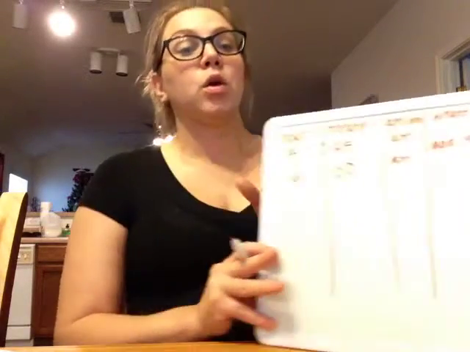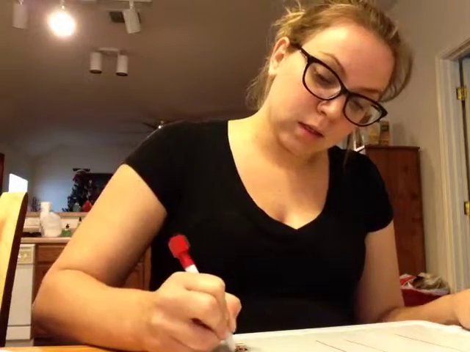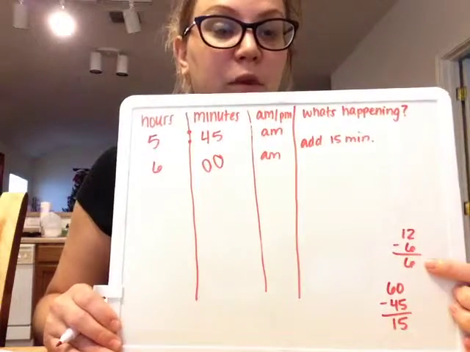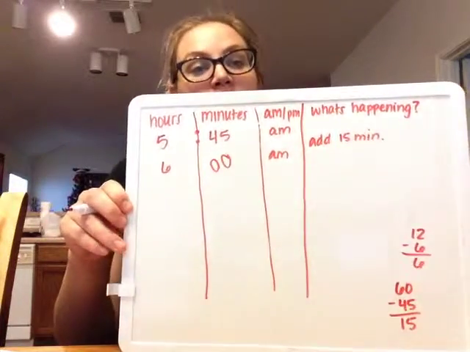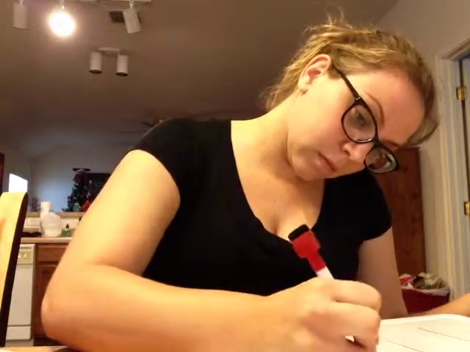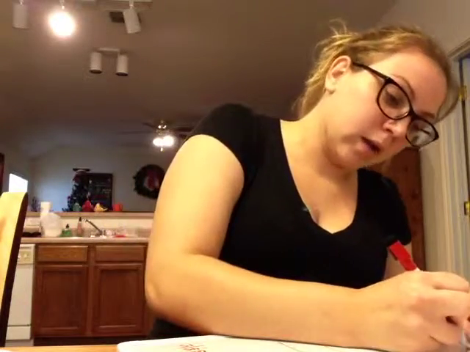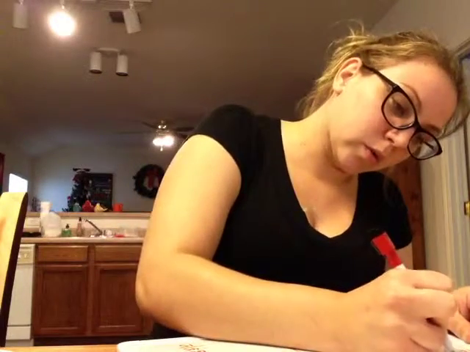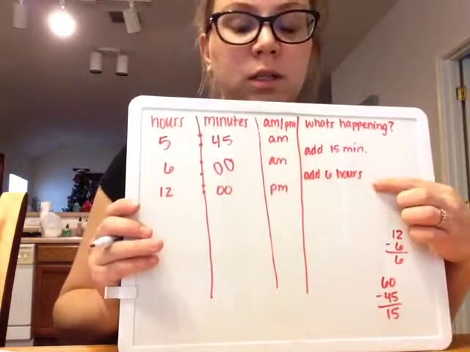or noon. If we need to get to 12 p.m. and we're at 6 a.m., we can take 12 minus 6 to see that we need 6 hours to get to 12 p.m. You can see I did that math right here. So we're going to write add 6 hours to our what's happening column. And we will write it is now 12 o'clock p.m. I'm making sure we're doing those colons every time. So it's 12 o'clock p.m. now because we've added our 6 hours.